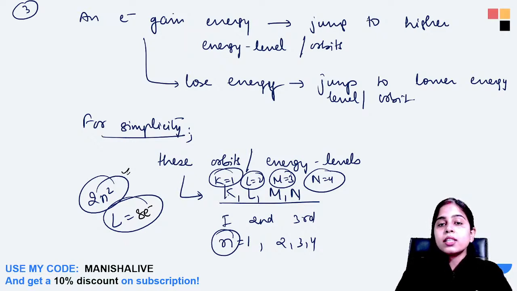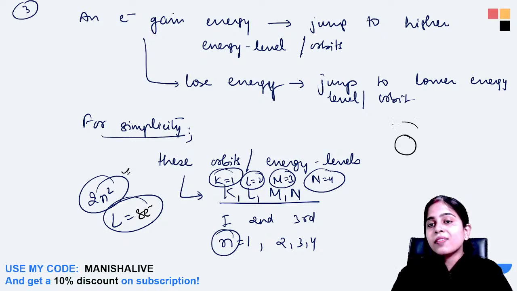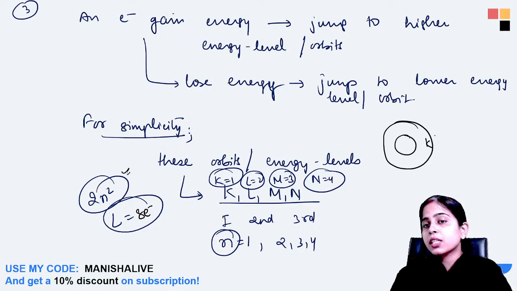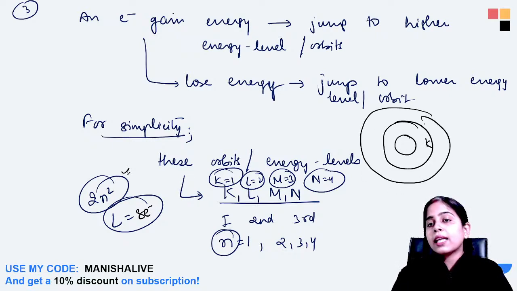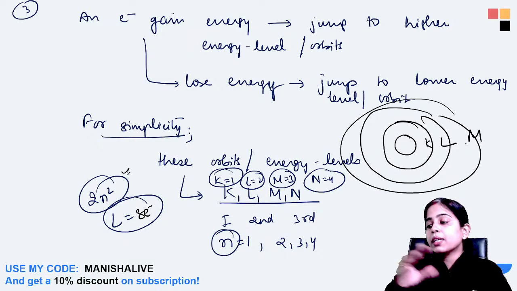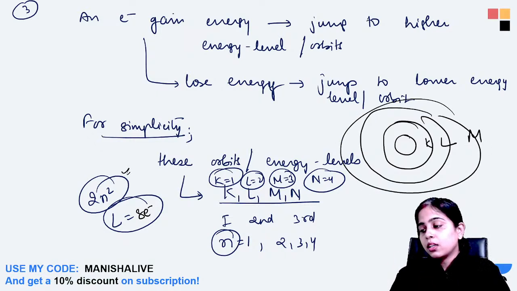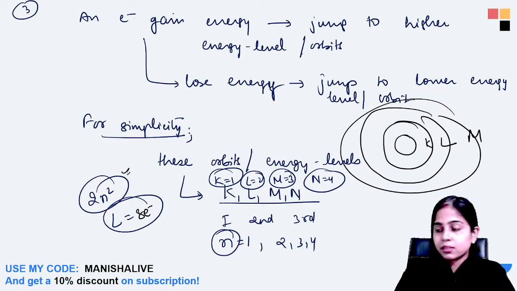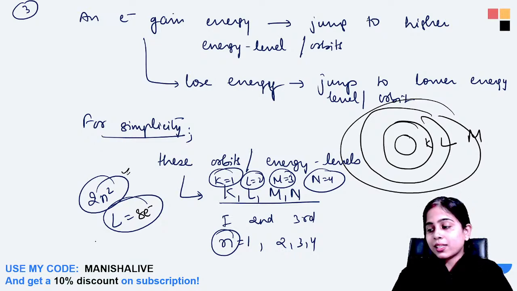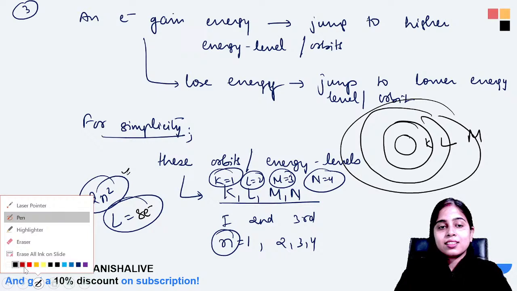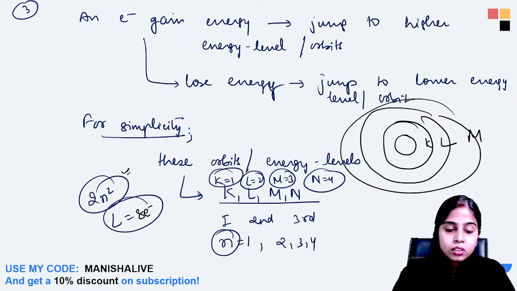Okay, and how were these shells numbered? These shells were numbered from inside to outside. The shell which was closer to the nucleus was numbered K, that means the first shell. After that L, after that M. The shells were numbered from inside to outside. Okay, clear, everyone? Understood?